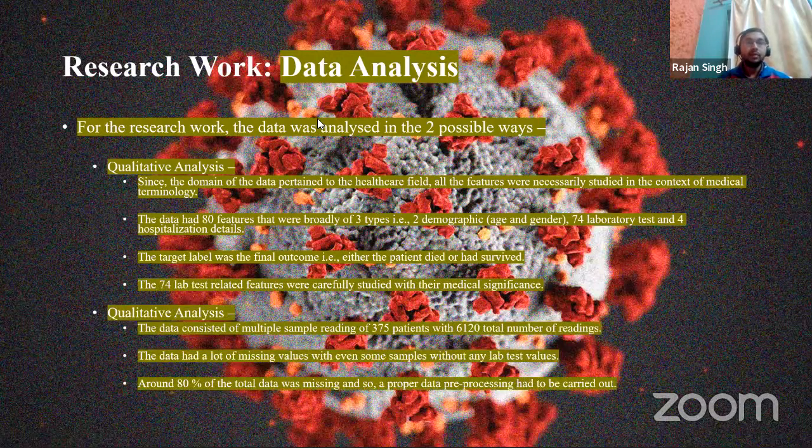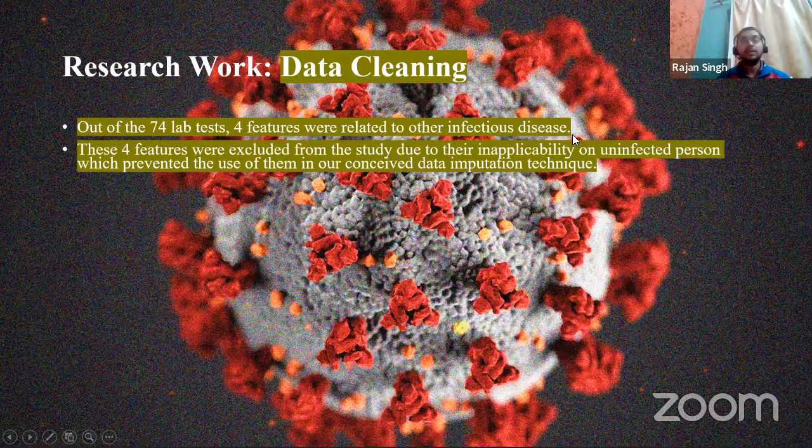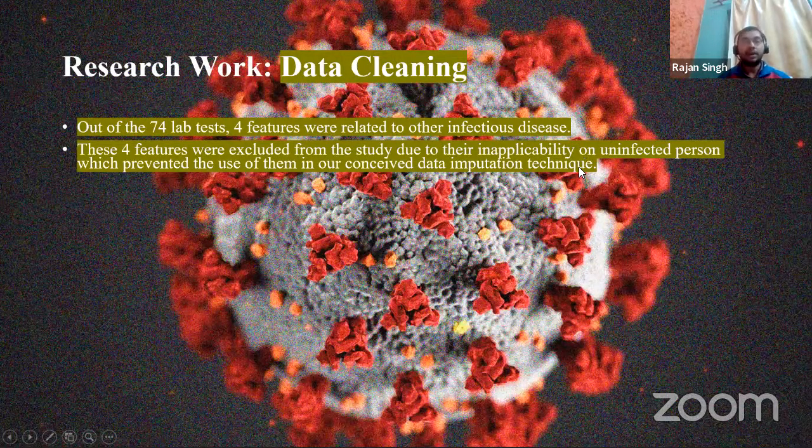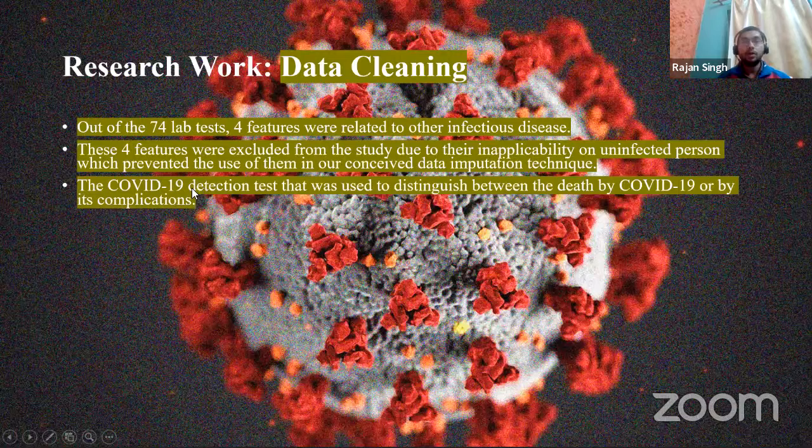So for data cleaning, of the 74 lab tests, 4 features were related to infectious diseases such as HIV, syphilis, and 2 others as well. So we excluded these other infectious diseases because we would not be able to extend them to uninfected patients, while other biomarkers were continuous in nature, and we could extend them to the other patients as well. So for our model, we fixed the detection test. There was a feature called COVID detection test that was used.